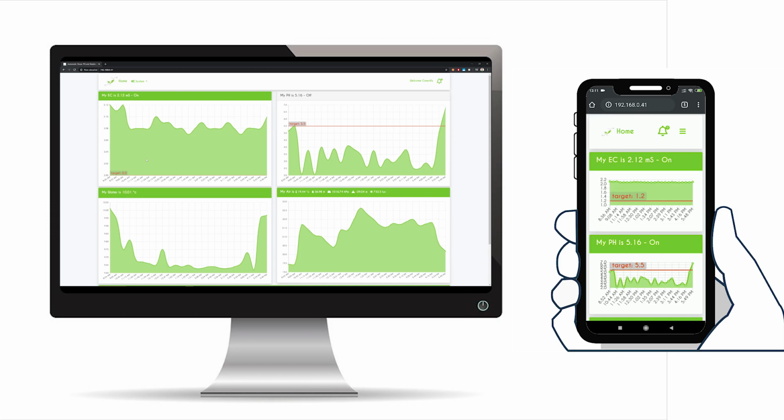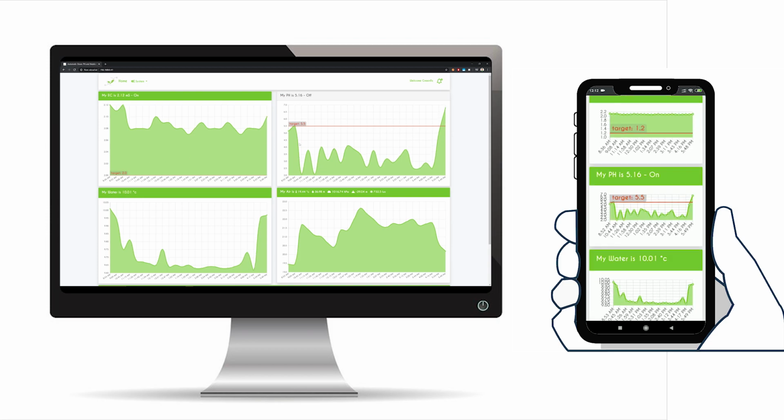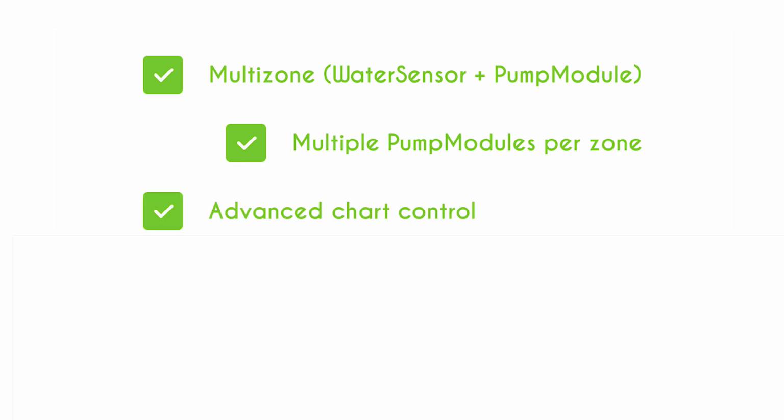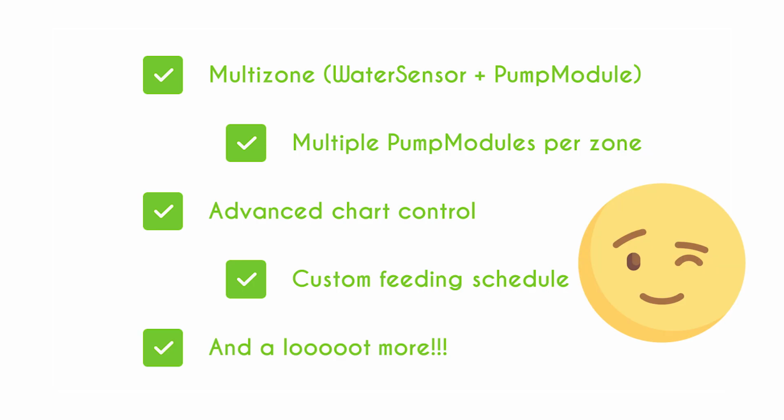With this system, pH and EC are fully regulated. We've implemented the key features for now, and a lot more is about to come. For example, multi-zone to use multiple water sensors and water pumps in the same interface, the possibility to use more than one pump module on one zone, advanced chart control, custom feeding schedule, and a lot more in order to control your hydroponic setup in one place. So be sure to follow the next GreenPonik news.